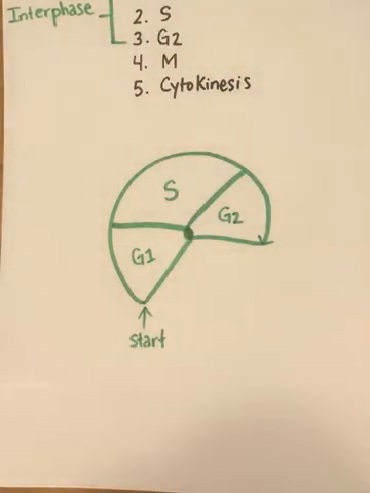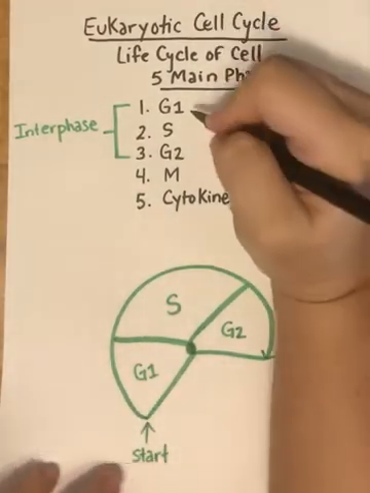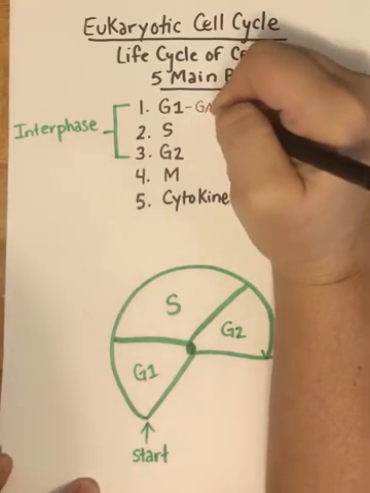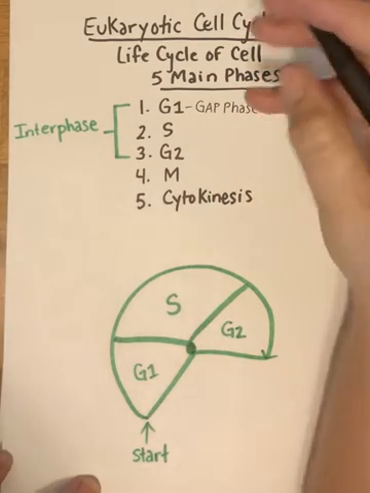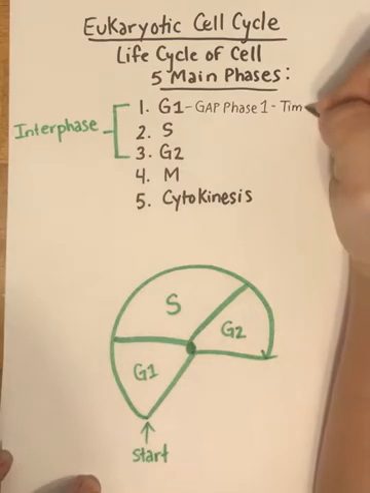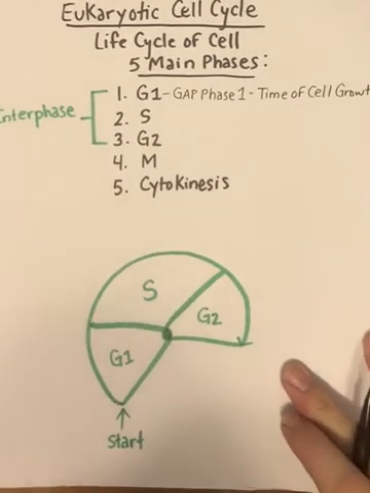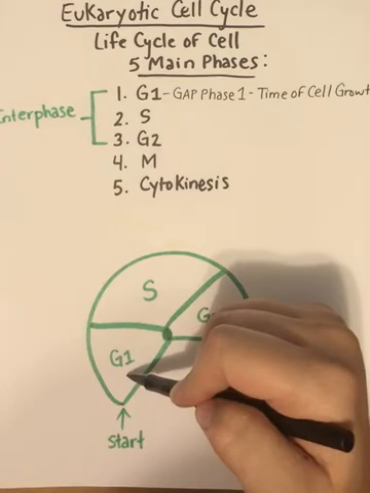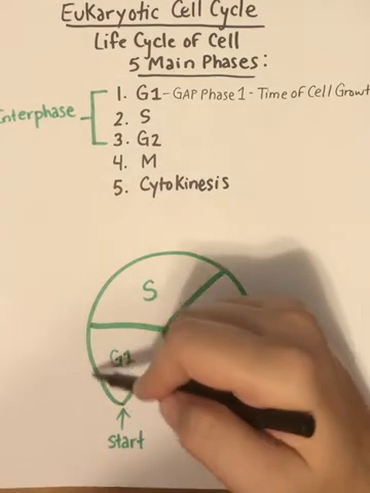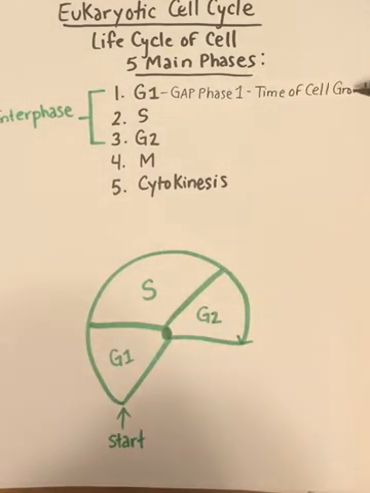Now, to understand the different phases of interphase, G1 is known as gap phase 1. This is going to be a time of cell growth. That is the very first thing that happens. So this is where it starts. In G1, this is the first thing that happens. So you start here, and it's working in this direction, the cell life cycle. In the first phase, it grows.